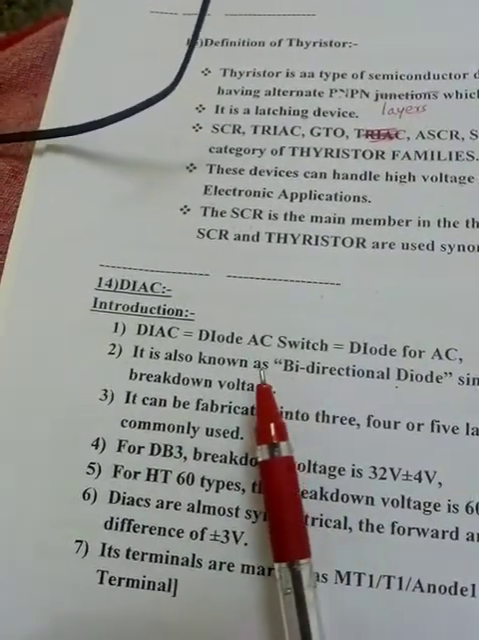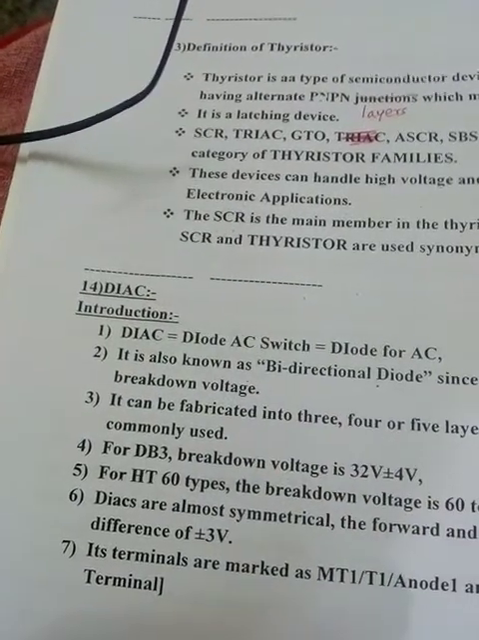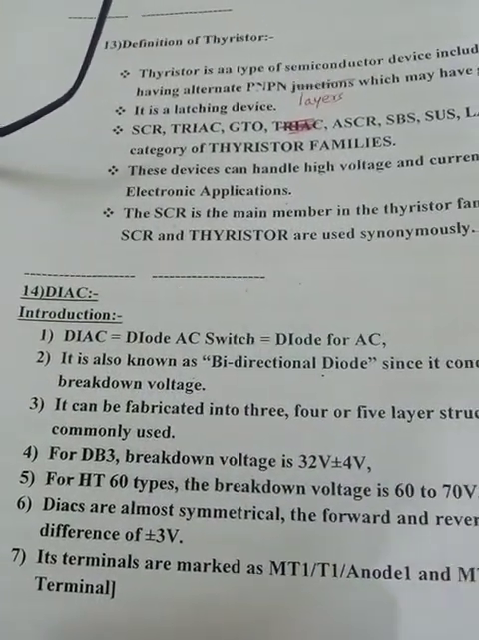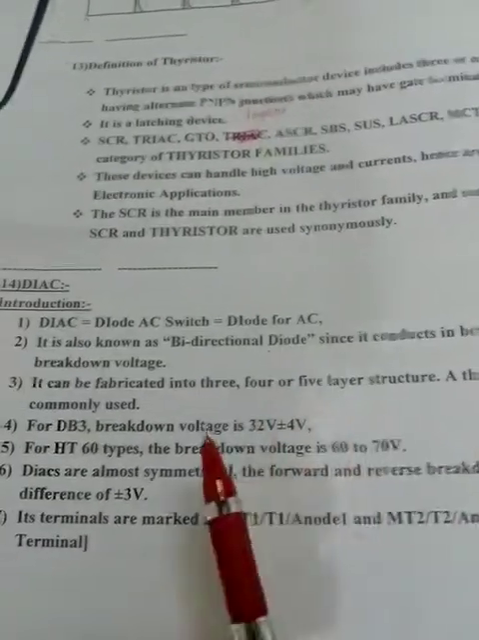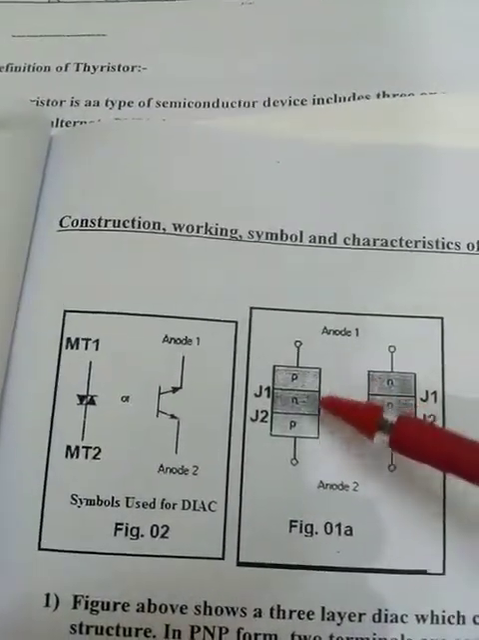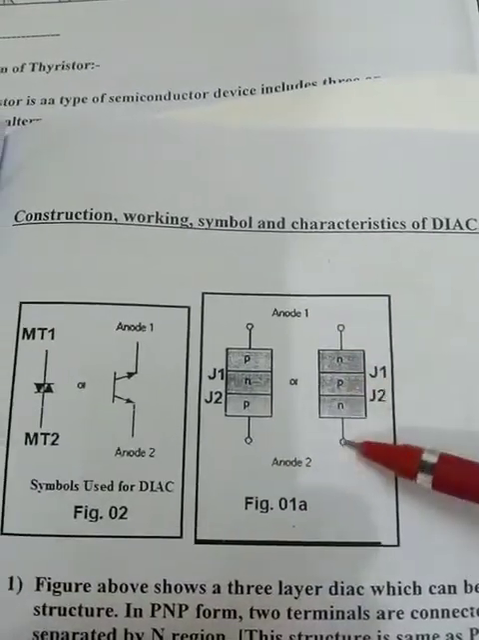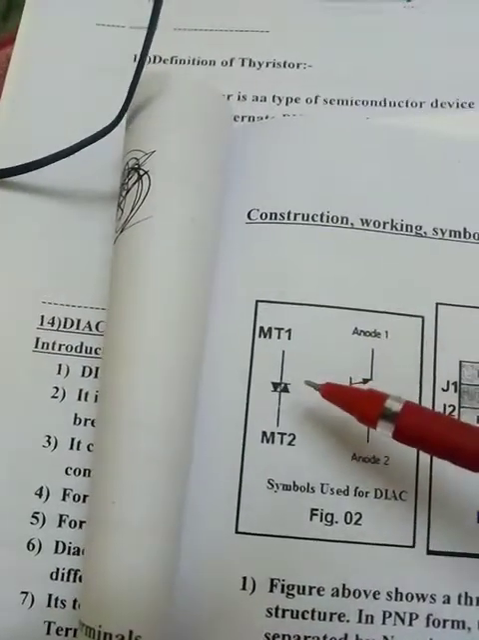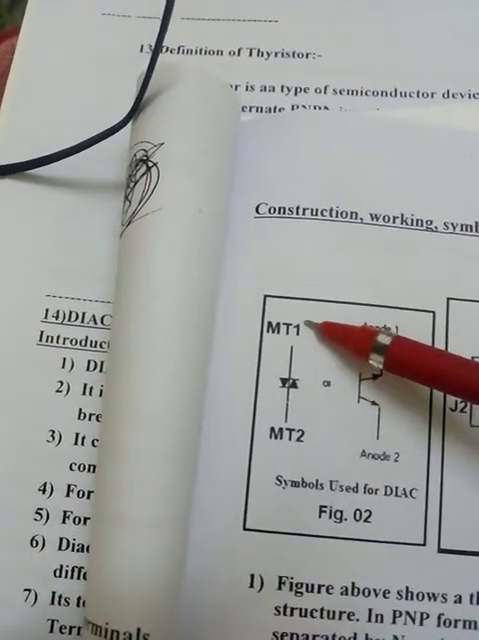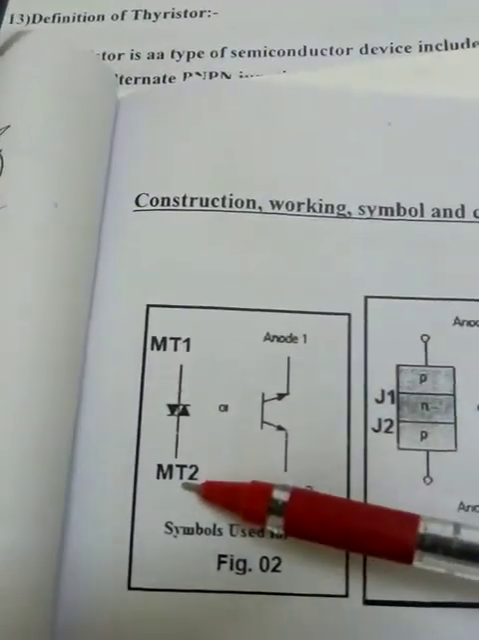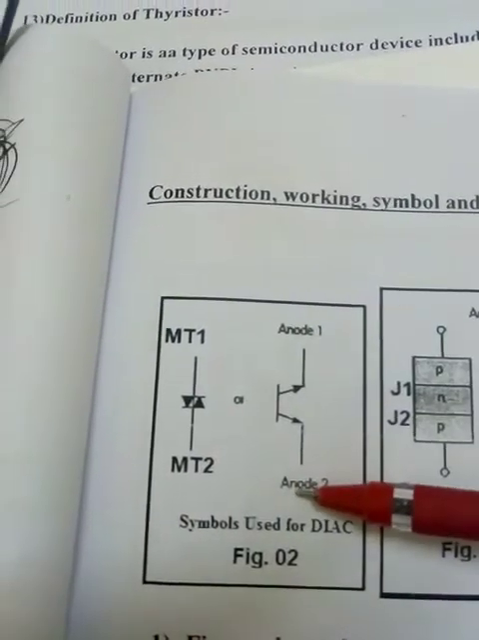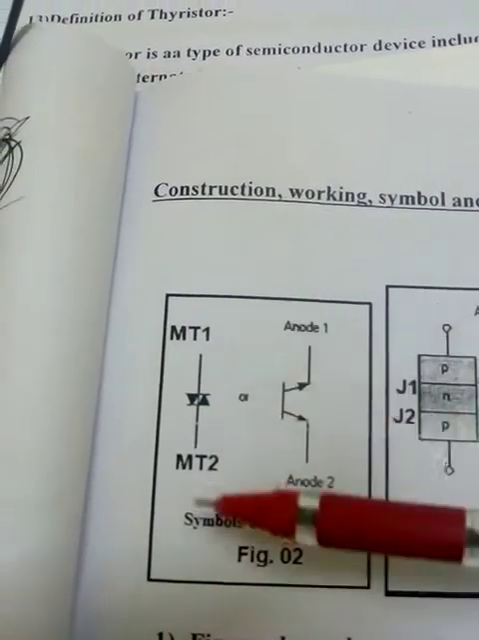It can be fabricated in 3, 4 or 5 layer structure, but the 3 layer structure is most common. Hence we study that: PNP or NPN. The terminals of a diac are marked as main terminal 1 and main terminal 2, or anode 1 and anode 2, or sometimes terminal 1 and terminal 2.